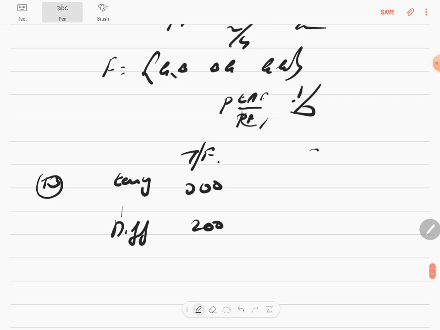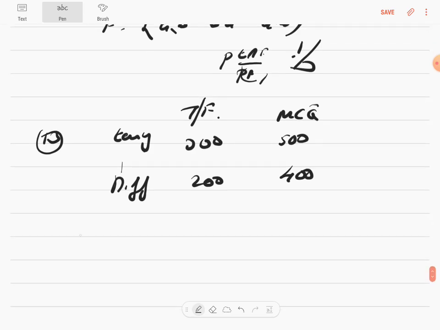And 500 easy MCQ, multiple choice questions. And then 400 difficult. What is the probability that it will be an easy question given that it is a multiple choice question?